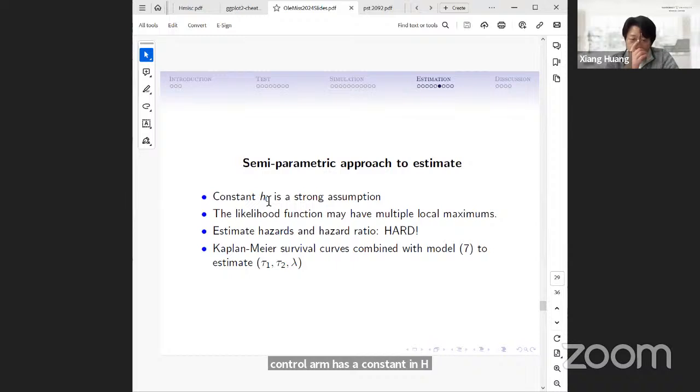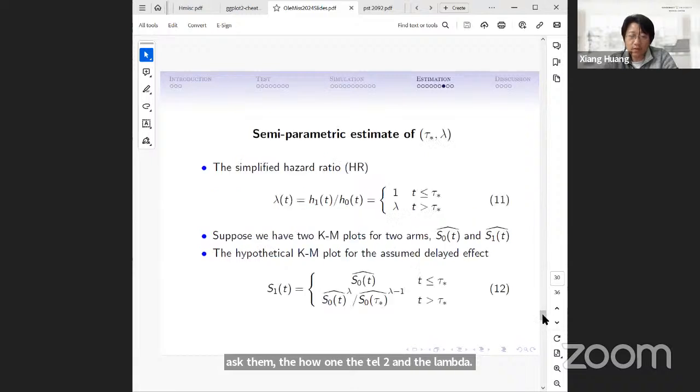Another challenge is that the likelihood function may not be easy to optimize. So estimating the hazard and the hazard ratio is a very hard problem. Another idea is to use KM survival curves to estimate tau 1, tau 2, and lambda, but that is also hard. So what if we consider a simplified model?